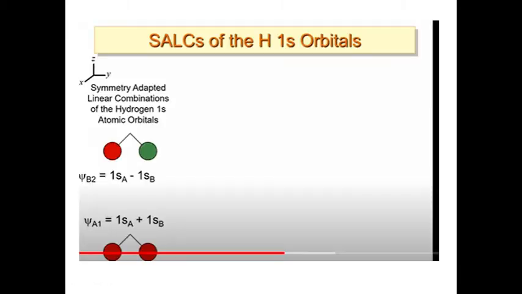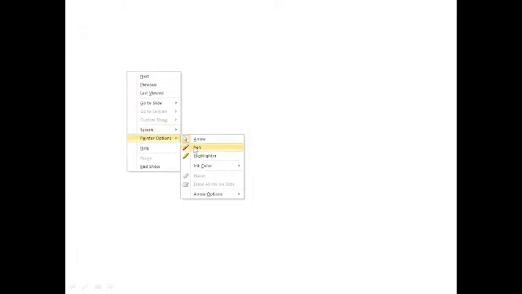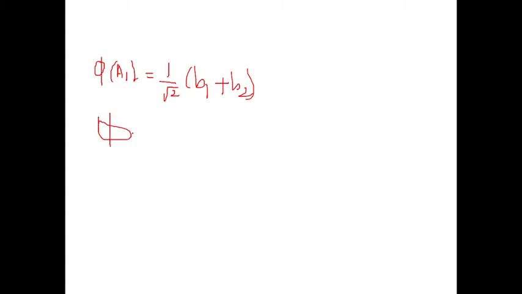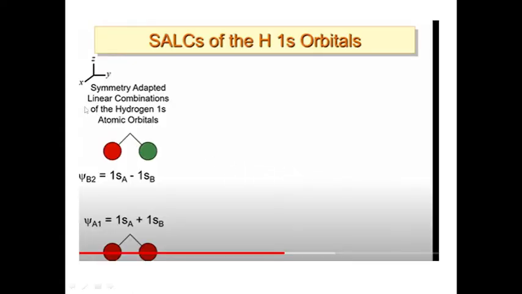So here we have the SALCs. I hope you all will remember the SALCs of the water molecule. The A1 symmetry one has the form 1 by square root of 2 into (B1 plus B2), and that of B1 symmetry will be 1 by square root of 2 into (B1 minus B2). Exactly similar to this, we have the SALCs of the atomic orbitals of hydrogen.